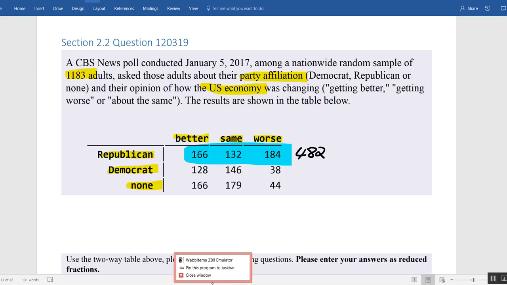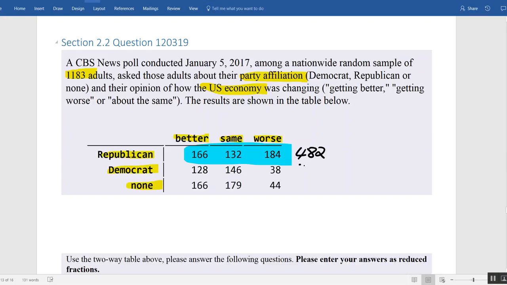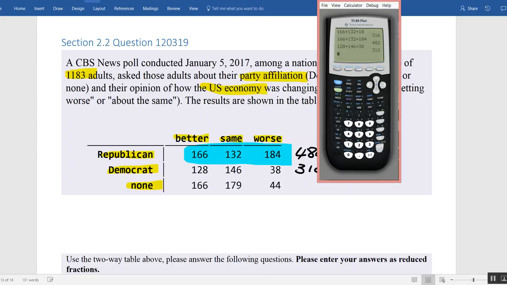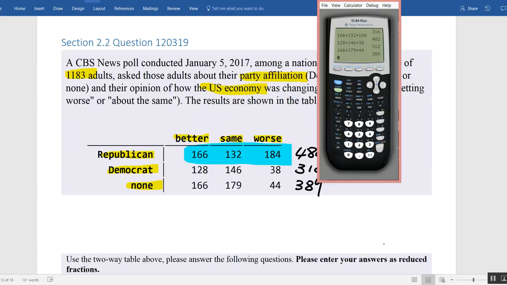And I would do the same thing for the Democrats. 128 plus 146 plus 38. And I have 312 Democrats. And for people with no party affiliation, I have 389. So that is the party affiliation.